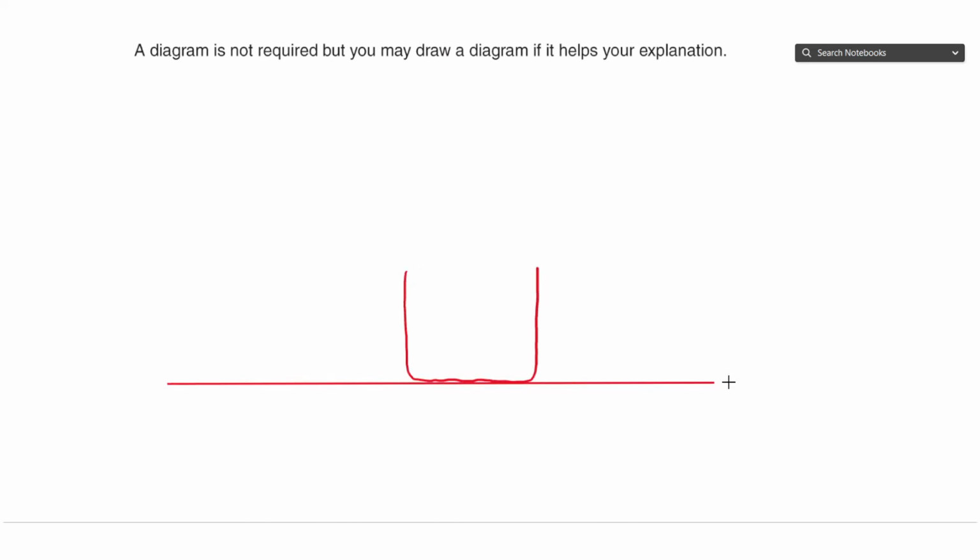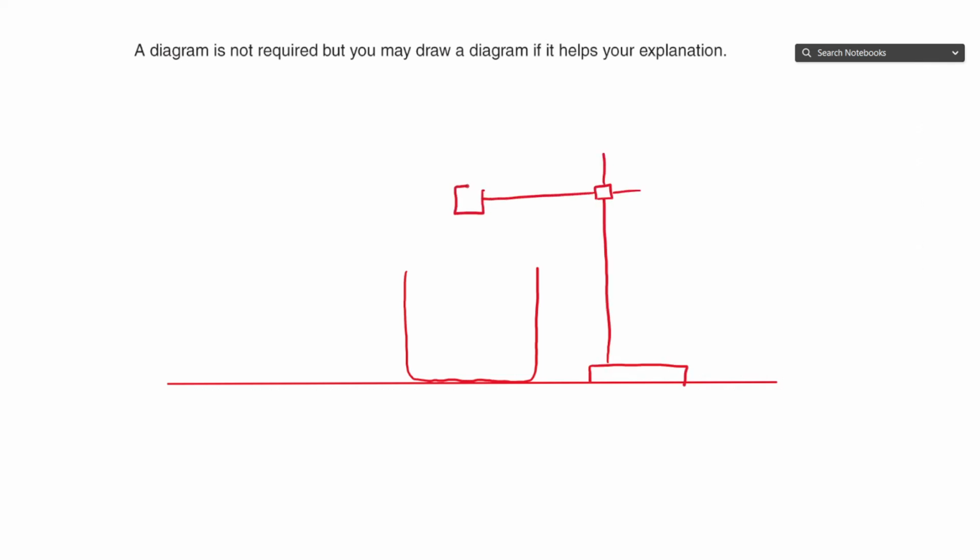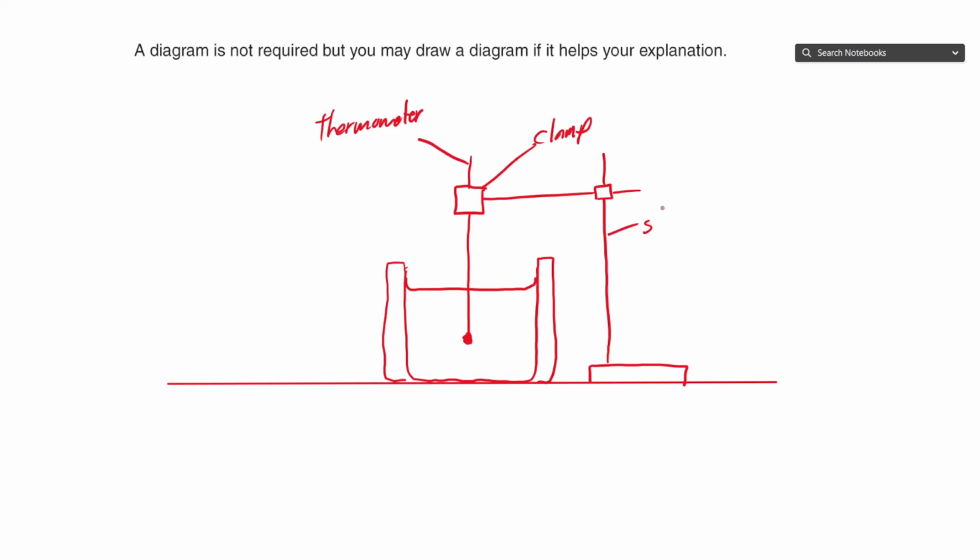So we can draw a beaker like this on a horizontal bench, a stand with a boss and a clamp to hold the thermometer. The thermometer we can just draw as a line with a circle or a dot at the end. We have the liquid here, and we can draw rectangles on the outside like this, and this is our insulation. And then we label everything: thermometer, clamp, stand, insulation on the outside, the beaker on the inside, and hot water in the beaker.